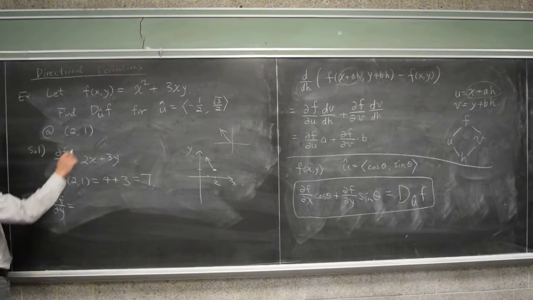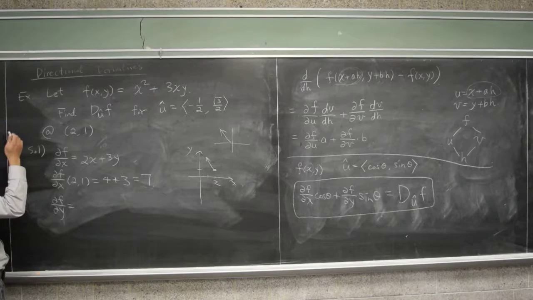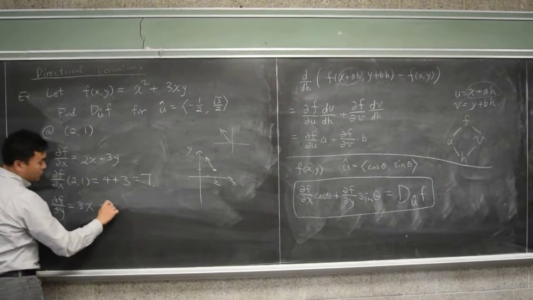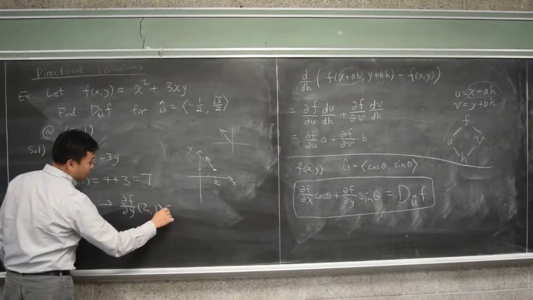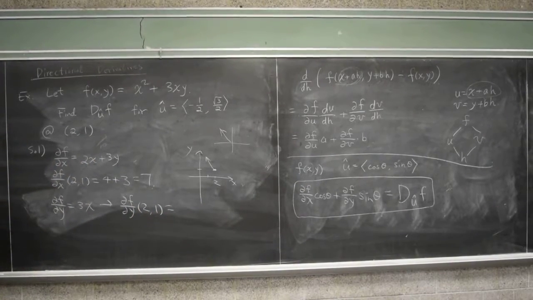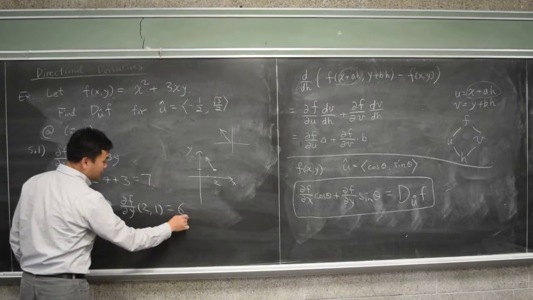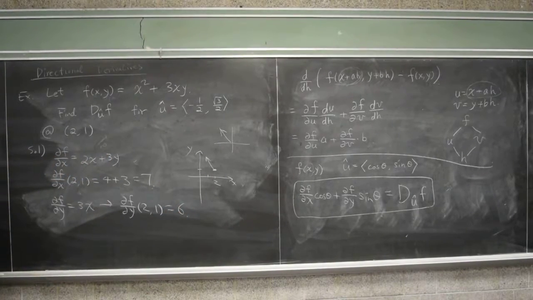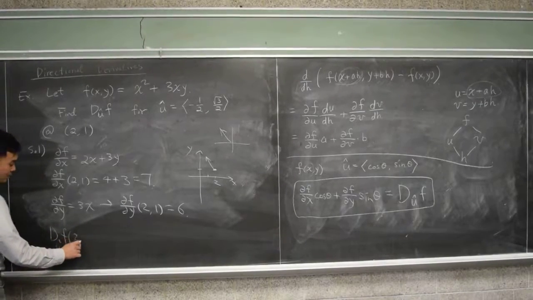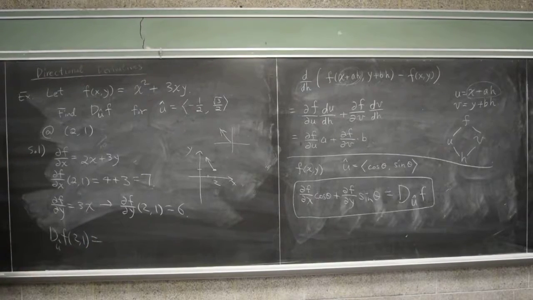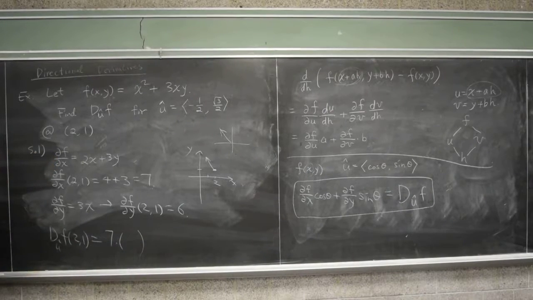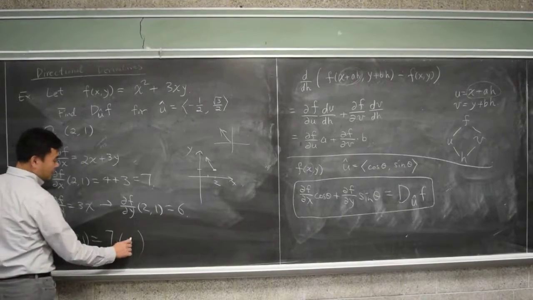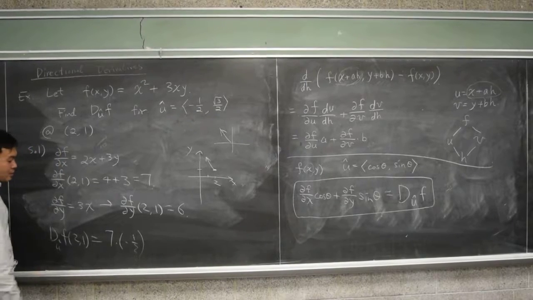What's the partial with respect to y? 3x. It's just 3x, right? So what is ∂f/∂y evaluated at (2, 1)? 6. It's just 3 times 2. So 6. And then, now what you have to do, you say D_u f evaluated at (2, 1) is 7 times what? Cosine theta, which is negative 1/2, right?